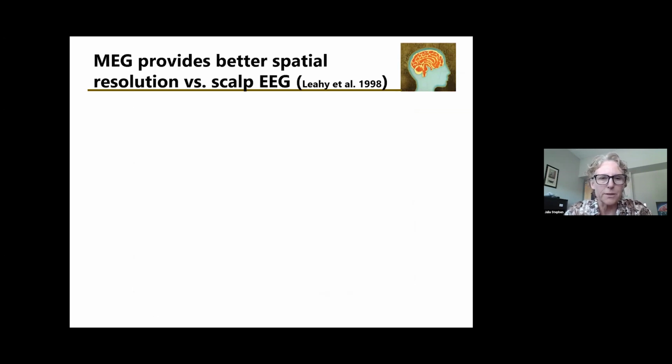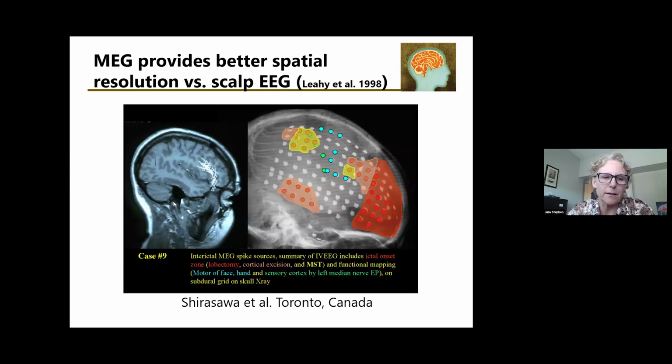So the reason that we use MEG and not just EEG is because MEG actually provides better spatial resolution. So one of the clinical uses of MEG is to map epileptic activity. So that's what this is denoting, is epileptic activity that was measured during MEG, and it maps on nicely to what was identified as the ictal zone using intracranial or invasive EEG measures.